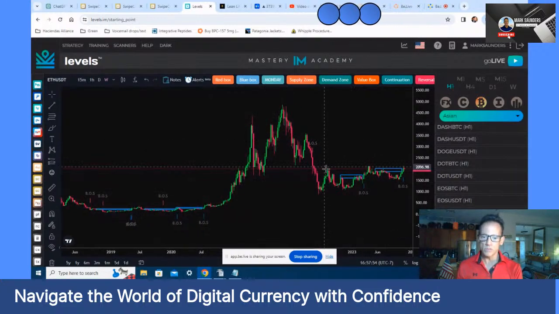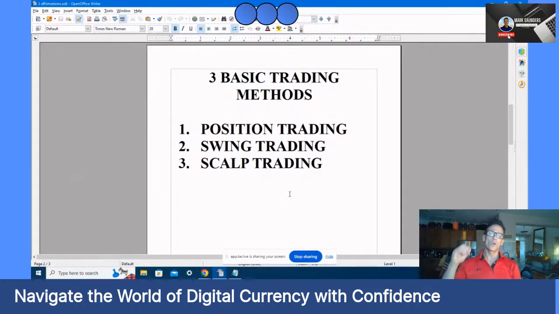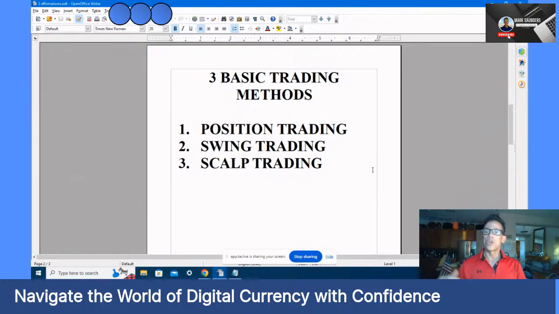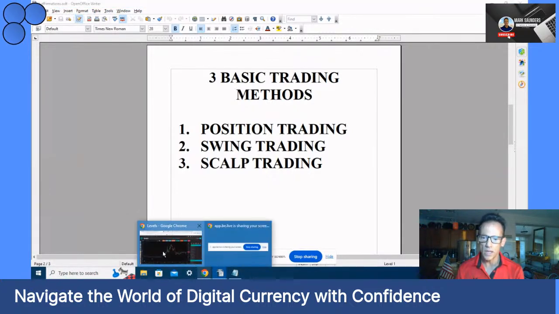So that's it for now. And just keep in mind, remember, what kind of trader are you? Are you a position trader? Are you a swing trader? Are you a scalp trader? Are you a combination? I'm a combination. Which one are you? All right, I'm going to leave you with that.